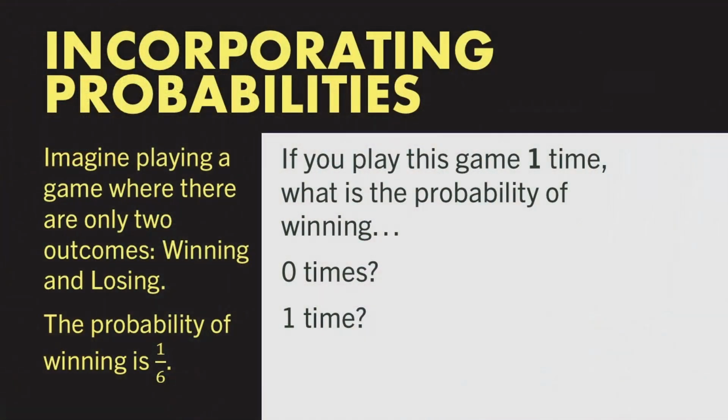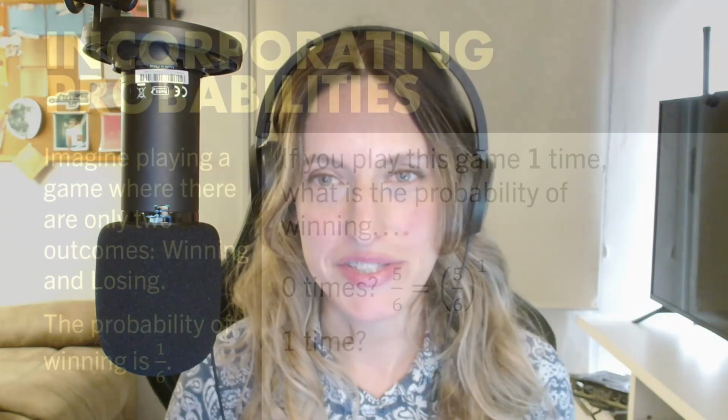Now let's incorporate probabilities to this. Again, let's go back to this game where we are playing and we can either win or lose. Let's say the probability of winning is 1 over 6. If we play this game 1 time, what will be the probability of either winning 0 times or 1 time? Well, if the probability of winning is 1/6, the probability of losing is everything else. So it will be 1 minus 1/6 or 5 over 6.